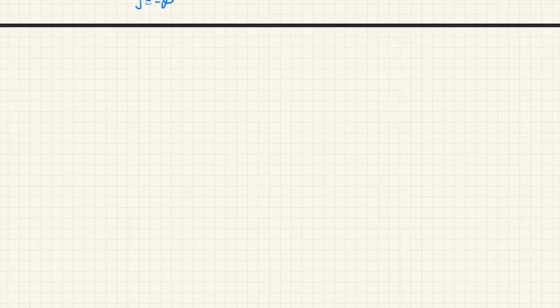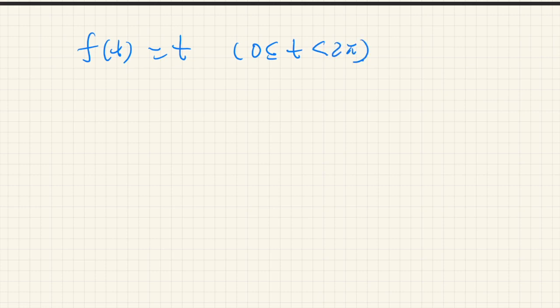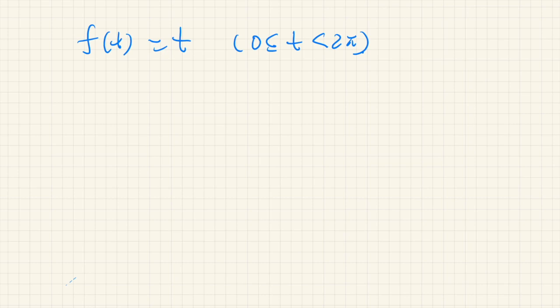Let's see an application of Parseval's identity. Consider this function f of t that is equal to t between 0 and 2 pi, not including 2 pi. Considering this function as a periodic function with a period of 2 pi, we have seen before that its Fourier coefficients are as follows. So f hat of n is equal to pi if n is equal to 0. Otherwise, it's i over n.